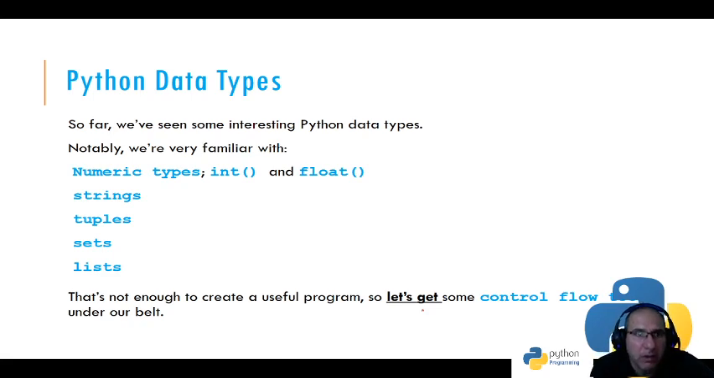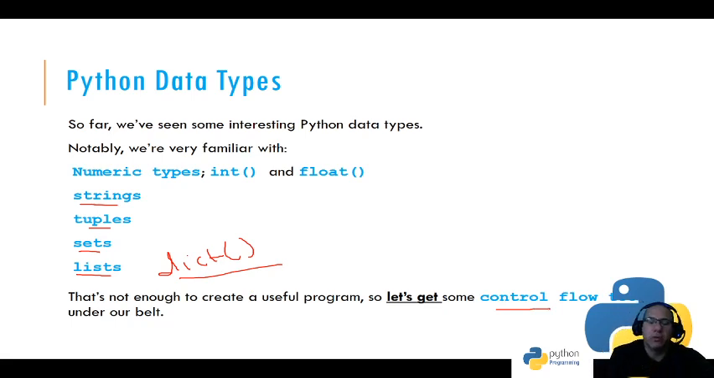So we talked about the Python data types. We talked about numeric types, integer and float, strings, tuples, sets, and list, and also dictionary. Maybe I need to update my slides. Now it's time to talk about control flow, because this is not good enough to create a useful program. In order to create a useful program, we need to have control flow. And when we talk about control flow, we need to talk about if statements, loops, and conditional statements.